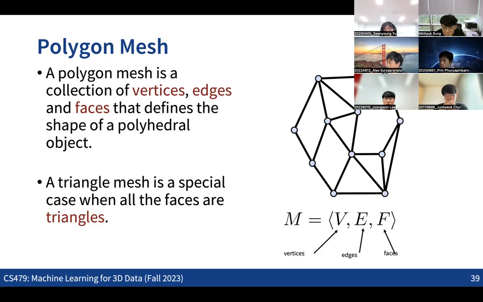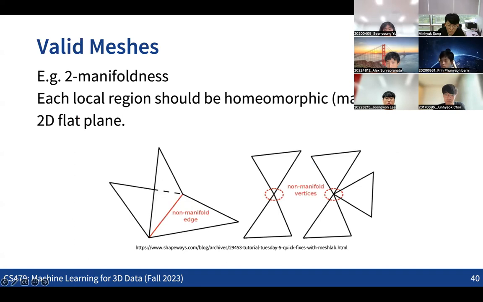Yeah, so we can think about the goodness of the mesh. At the end, what we want to do is represent a 2D surface with this kind of mesh structure, and we also hope that this surface information forms a volume in the 3D space, right? In terms of that, there are multiple criteria we can think about for the validity of meshes. One of them is manifoldness. Basically, we want to make a mesh such that every local region of the mesh can be mapped to the 2D flat plane, right?